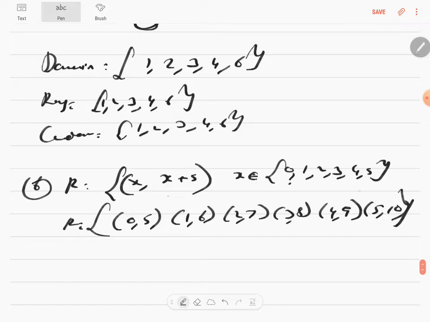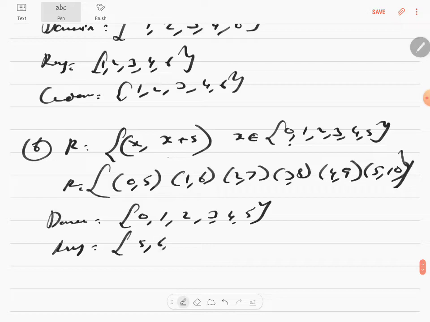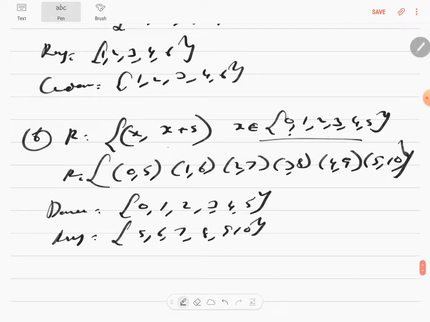Find the domain and range. The domain will be the first elements, which are 0, 1, 2, 3, 4 and 5. The range will be the second elements of the ordered pairs: 5, 6, 7, 8, 9 and 10. And that's all. Just leave it like that.